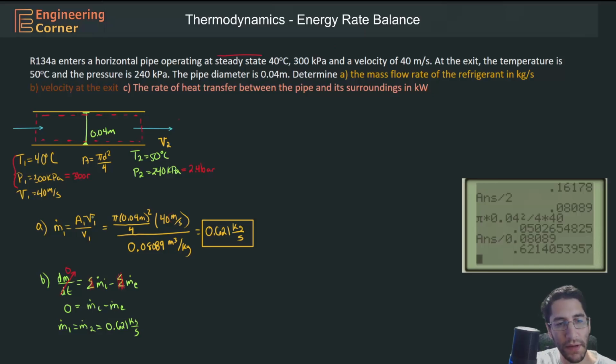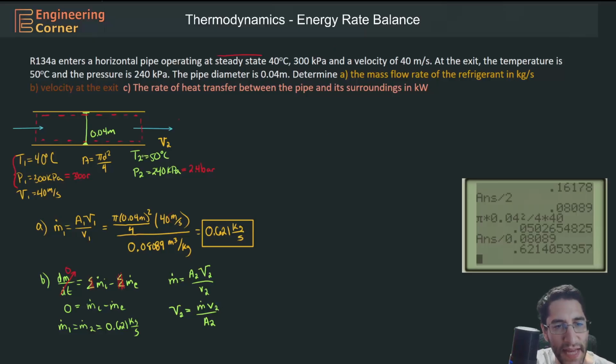Now this is good, because we can still use this mass flow rate equation. We know my mass flow rate is this 0.621, and we know what my area is. After we figure out my specific volume, we can just solve for V2. So V2, this velocity 2, is equal to the mass flow rate times my specific volume divided by my area. Let's figure out what my specific volume v2 is.